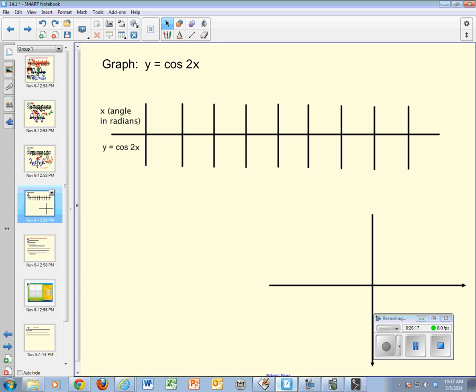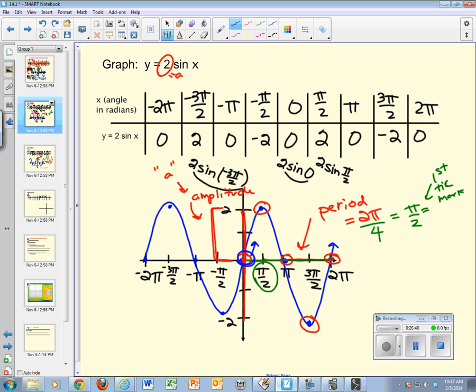Let's pick some of the same points. Let's start here at 0 in the middle, and let's just do a couple of these points. So let's do pi over 2 and pi, and let's see where we're at here. This one's different because the 2 is in the middle with the x, where when we did the sine a couple slides back, the 2 was in the front. So this 2 is going to do something different.